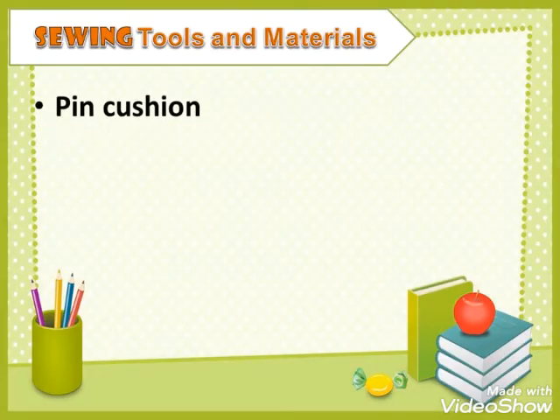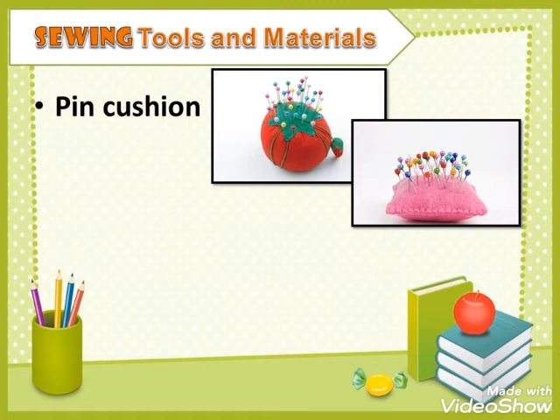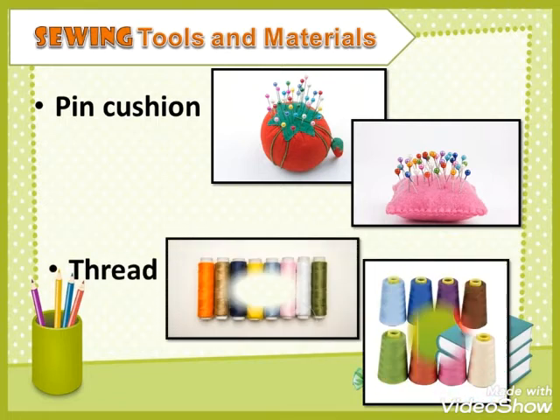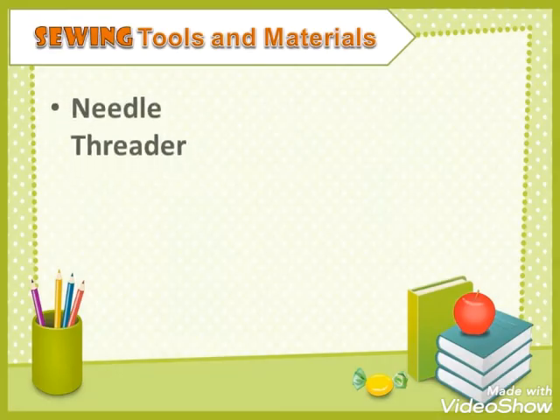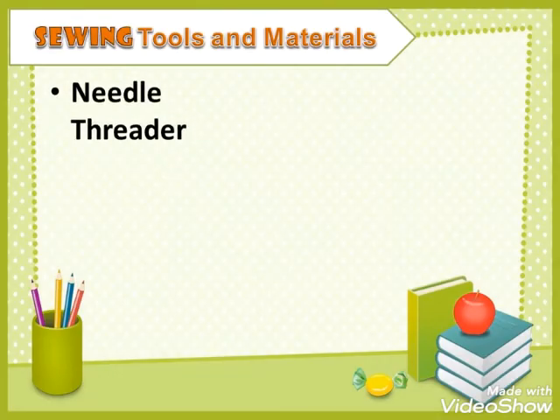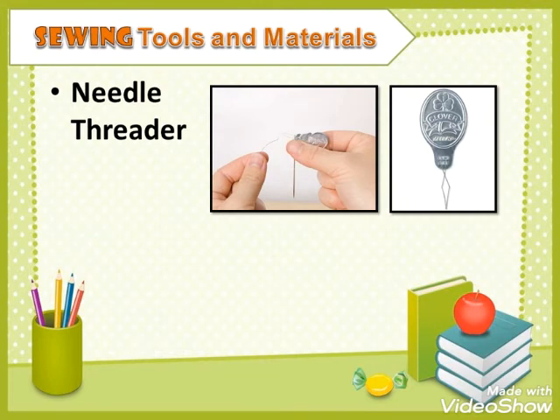Pin cushion. Made of varied materials such as cotton, it is used to keep needles and pins when unused. Thread. Used for stitching cloth either by hand or machine, and comes in different colors and thickness. Needle threader. Used to aid in inserting the thread into the eye of the needle.